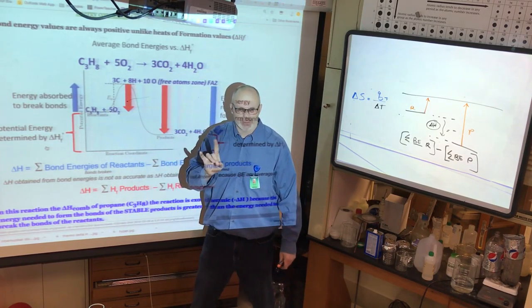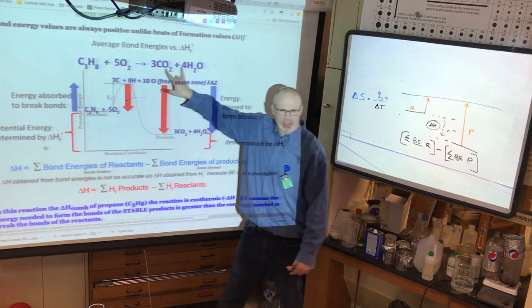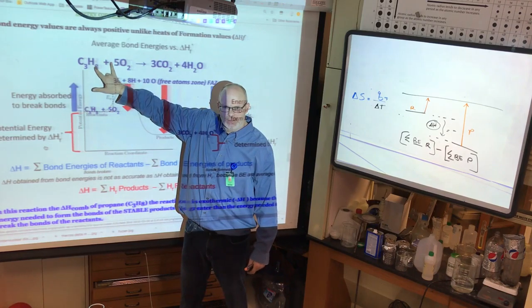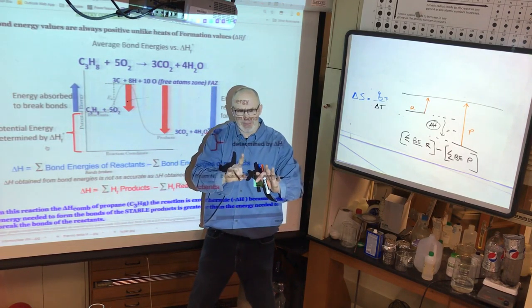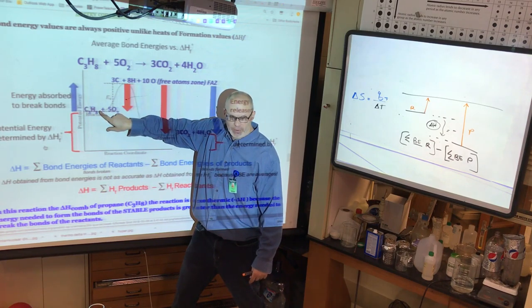Breaking bonds in a chemical reaction means you have to pull atoms apart and then rearrange them, correct? To break bonds, don't you need energy? Yes. So you use bond enthalpies this way. This is the energy needed. Every reaction must break the bonds first.